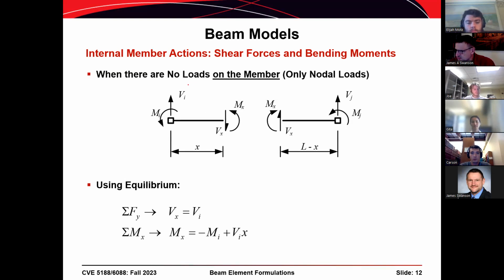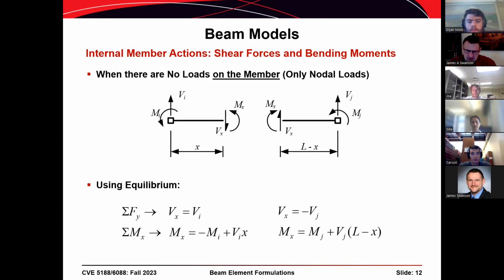These two equations come from looking at a free body diagram of the part of the member to the left of the section cut, but we could also do the same thing for the part to the right of the section cut, or to the right of that output station. And you end up with the same results if everything is in equilibrium and all the constraints are satisfied.